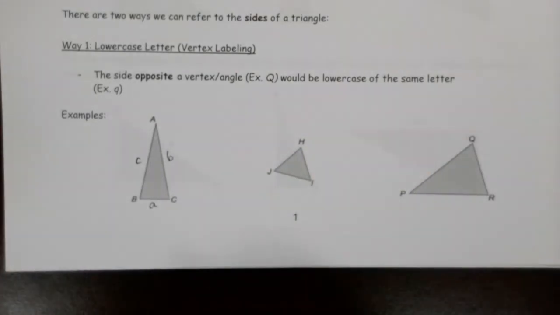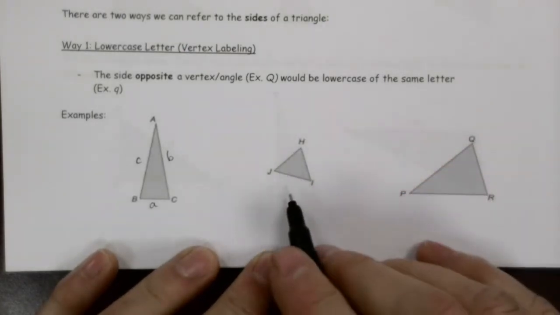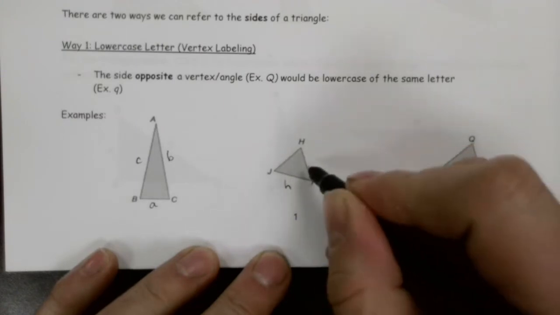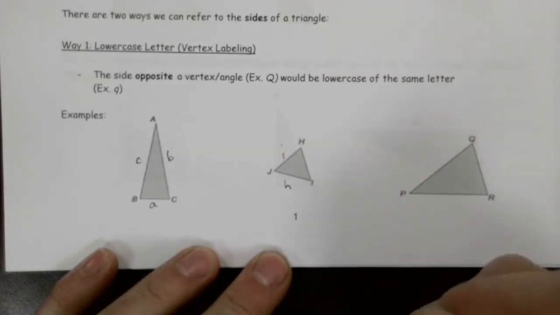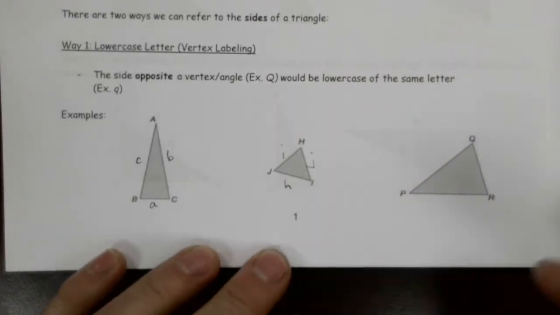I'm not sure what you're referring to. But if I say the opposite side in the triangle, well, there is only one side that's opposite that particular angle. So over here, for example, this side here would be h, lowercase h. This side right here would be lowercase i. And this side over here would be lowercase j.